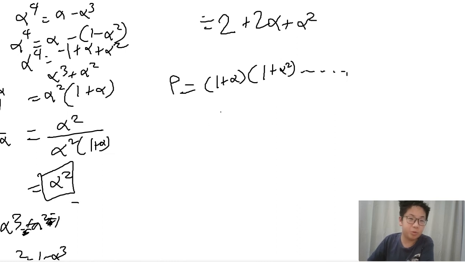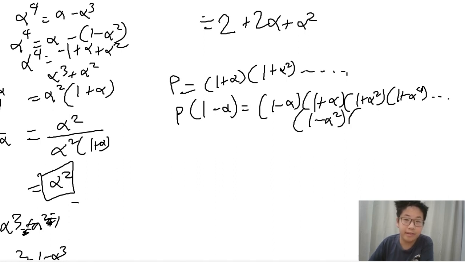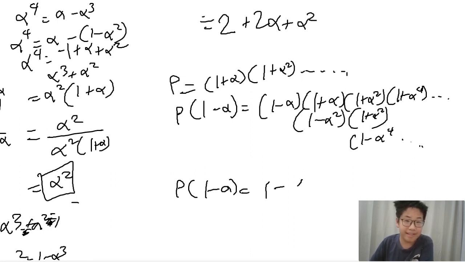Now what are we going to do? We are going to multiply the whole thing by 1 minus alpha, giving 1 minus alpha, 1 plus alpha, 1 plus alpha squared, 1 plus alpha to the 4, and so on. As you can see, this creates a cascading effect. So this is 1 minus alpha squared, 1 plus alpha squared, and then this will become 1 minus alpha to the 4, and so on, until P times 1 minus alpha equals 1 minus alpha to the power of infinity.